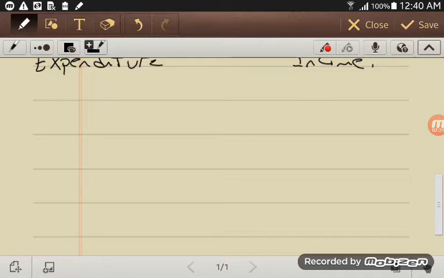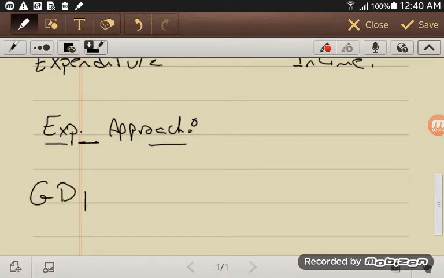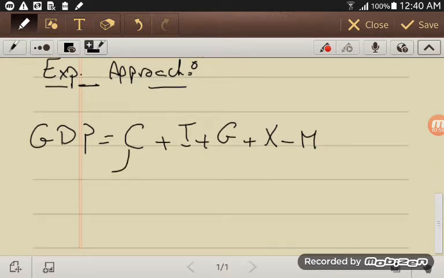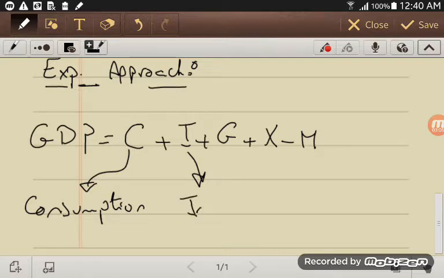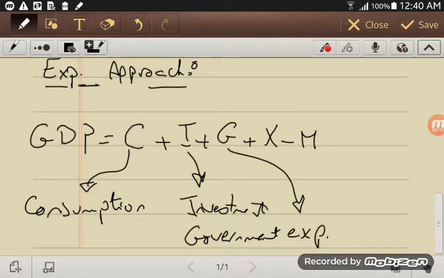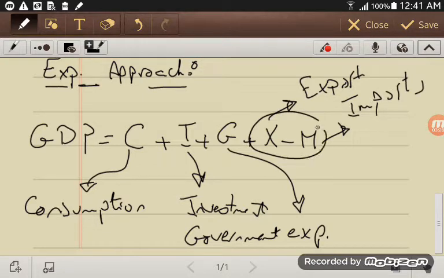Using expenditure approach, GDP is calculated as C plus I plus G plus X minus M, where C is consumption expenditure, I is investment, G stands for government expenditure, X stands for exports, and M stands for imports. X minus M is net export.